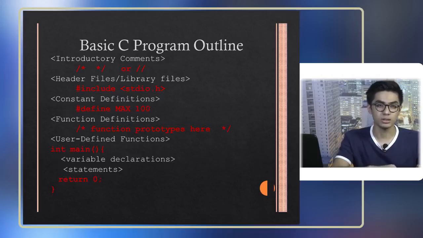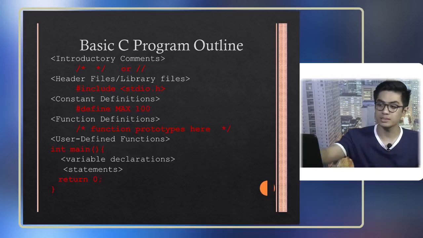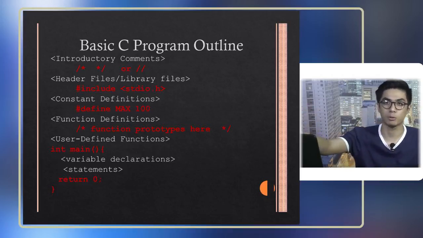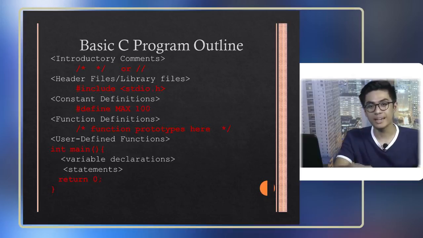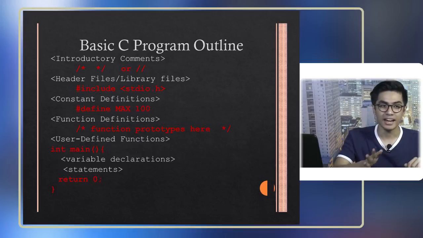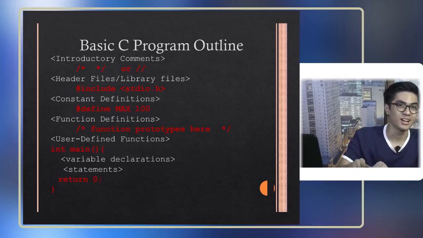Header files or library files are what you usually see in the topmost portion of our program. What I included in our program earlier was include stdio.h. stdio.h is a library which has functions. And these functions are the printf function, the for loop, and other things. That is why I wrote stdio.h earlier.